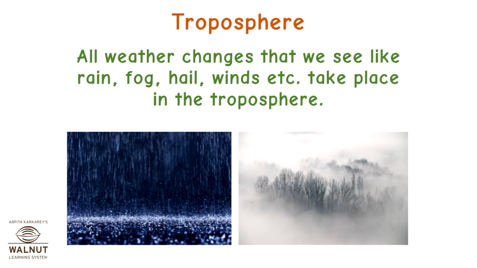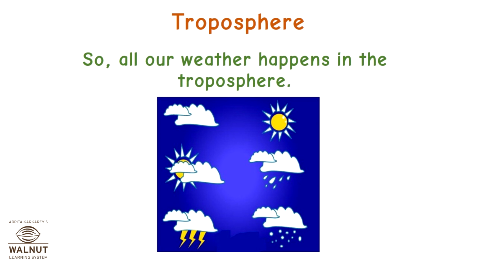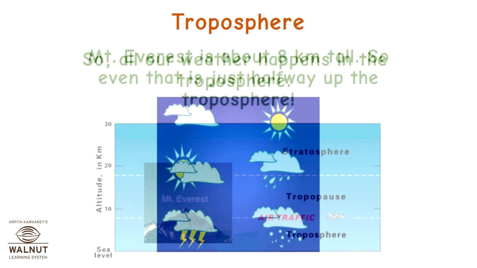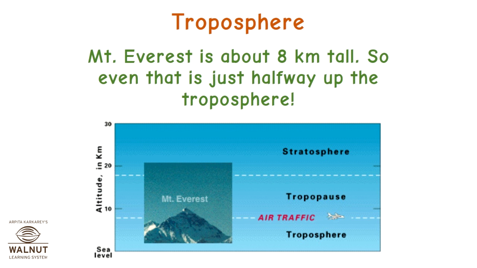All weather changes that we see, like rain, fog, hail, winds, etc., take place in the troposphere. So, all our weather happens in the troposphere. Mount Everest is about 8 kilometers tall. So, even that is just halfway up the troposphere.